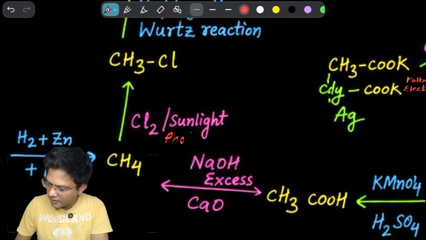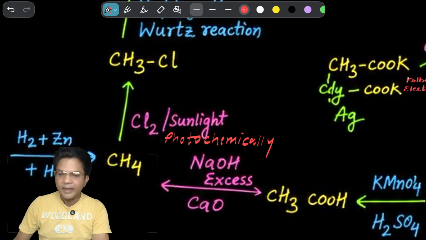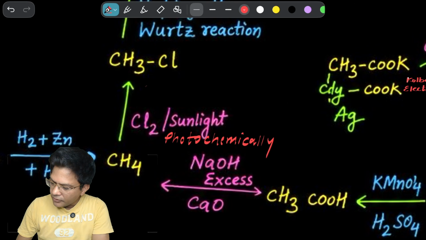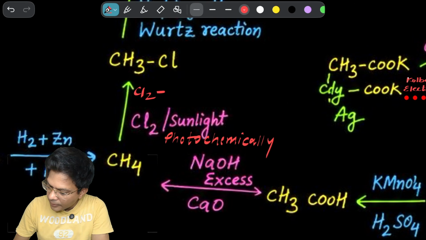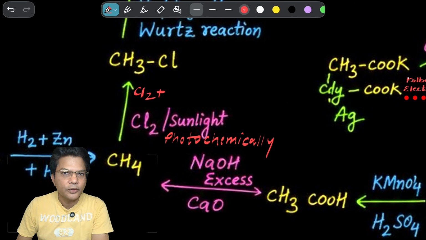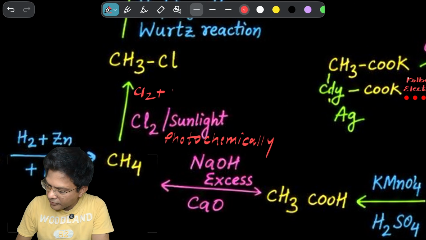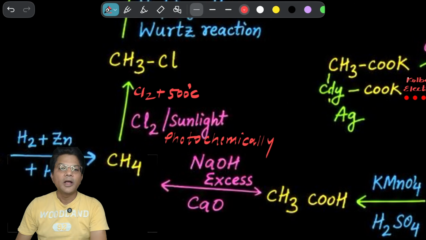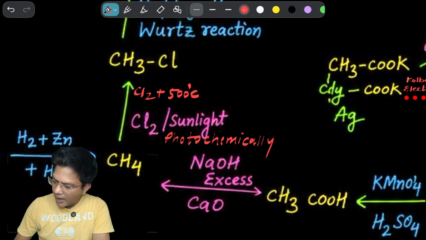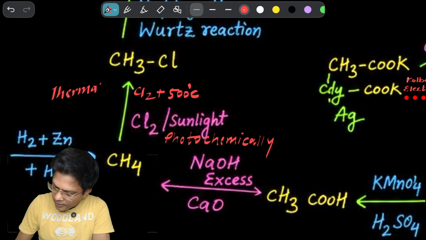Now, my dear students, in the examination, the examiner can give you the same reaction thermally. What is that thermally? That Cl2, same Cl2, they can give you Cl2 and temperature. For example, 200 to 500 degrees Celsius. So, up to 500 degrees Celsius temperature they can give you, and we will call it thermally. So, either thermally or photochemically, the product will remain the same.